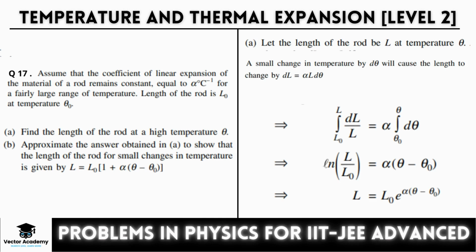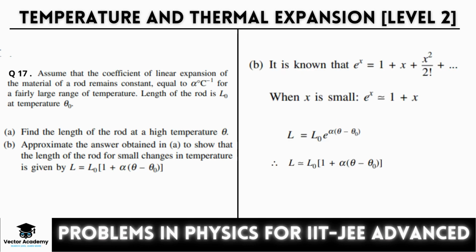Let the length of the rod be L at temperature theta. A small change in temperature by delta theta will cause the length to change by delta L equals alpha L delta theta. It implies integral of dL upon L over L0 to L equals alpha into integral of d theta over theta 0 to theta. Solving which gives L equals L0 multiplied by e to the power of alpha into theta minus theta 0.